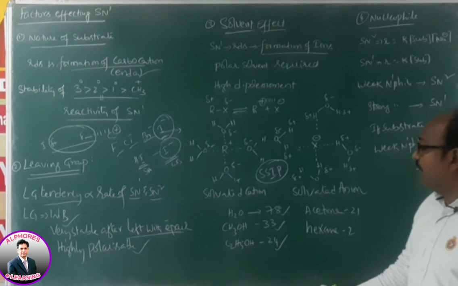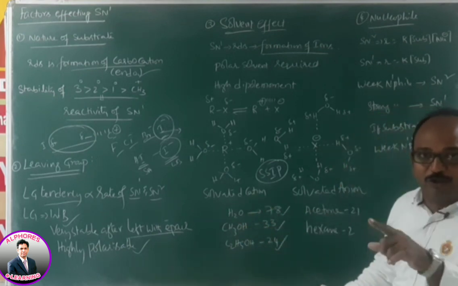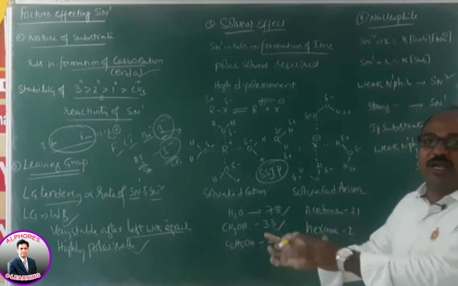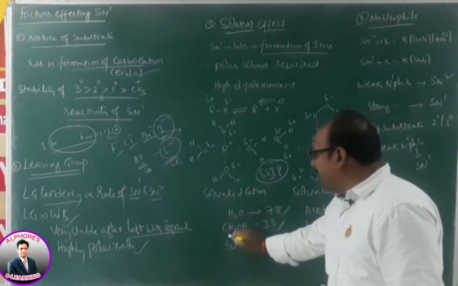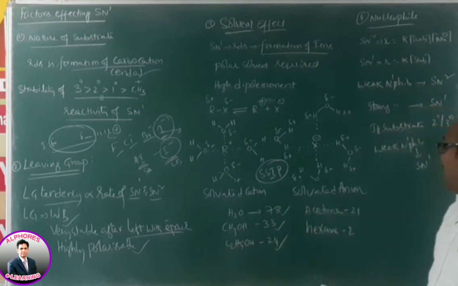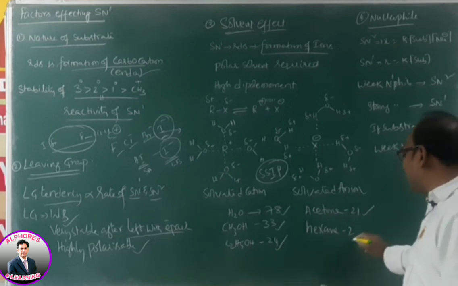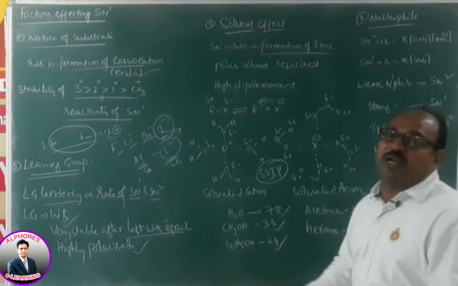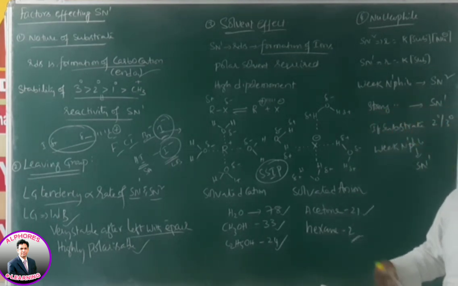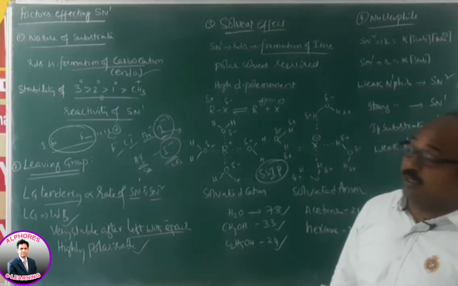Ethyl alcohol, see, water is HOH. Methyl alcohol is CH3OH, where instead of hydrogen one methyl group came here, and in ethyl alcohol, instead of methyl there is a 2 carbon alkyl group. It is very clear that as the number of carbon atoms in the alkyl group increases, the dielectric constant decreases. And acetone is 21, and hexane, which is non-polar, has a dielectric constant of 2. That means the more the dielectric constant of the solvent, the more the polarity, and the more it favors SN1.